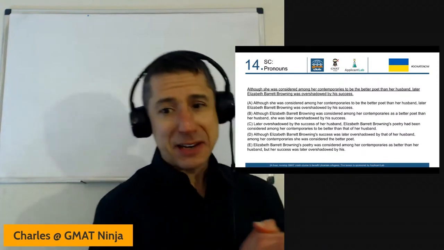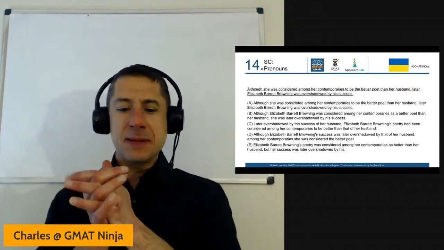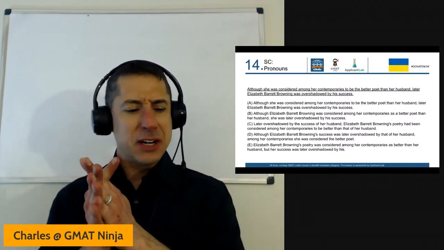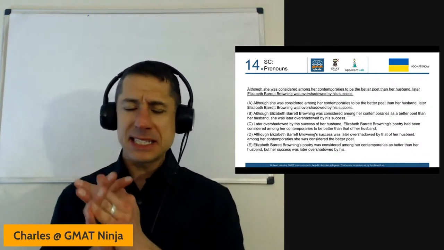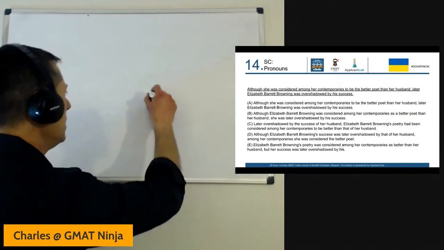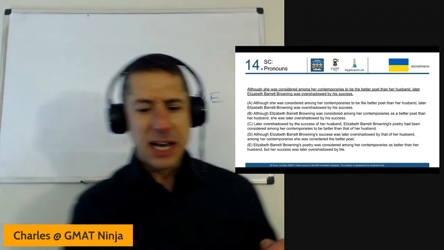Okay, so what is this about? Let's get to the question itself. A: Although she was considered among her contemporaries to be the better poet than her husband, later Elizabeth Barrett Browning was overshadowed by his success. Whole bunch of issues here. They're not necessarily that heinous, but you add them all up, and we've got something that's not great here.